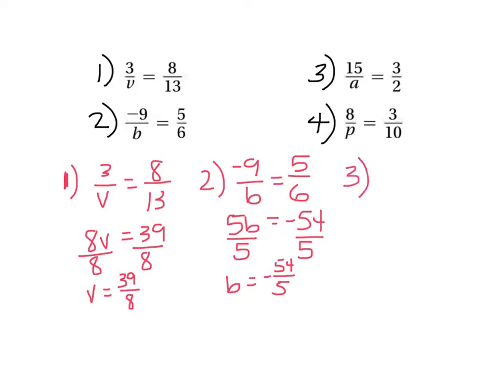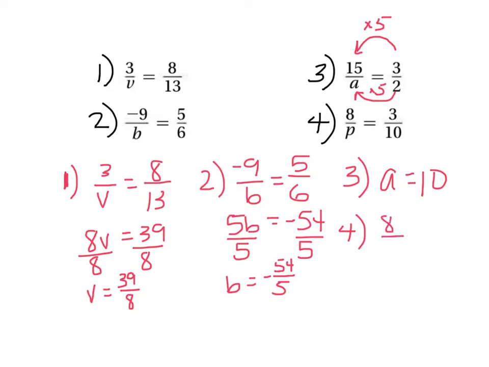Okay, number 3 is one where you can see a pattern. 3 times 5 gives me 15. 2 times 5 is going to give me A. I am perfectly fine with you seeing that and using that. Just make sure that you are not convincing yourself there's a pattern there that doesn't actually exist.